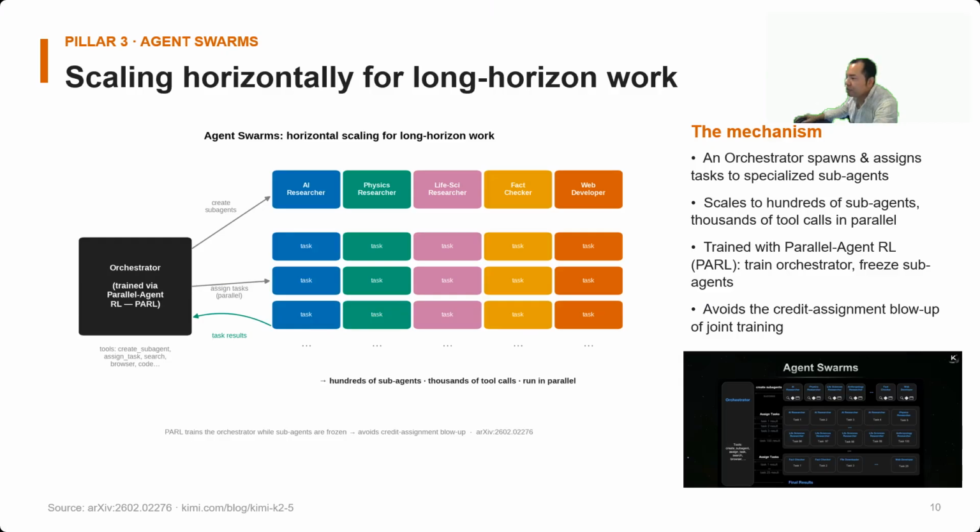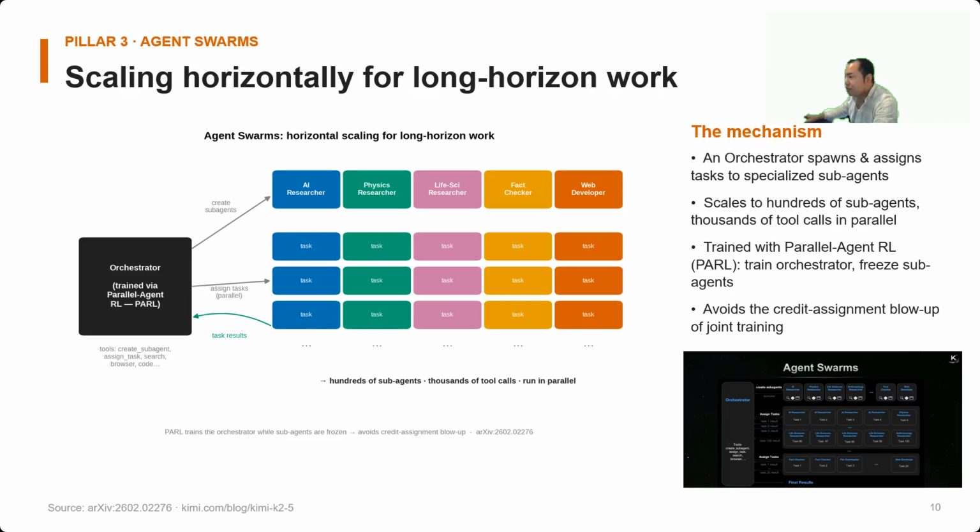So the training insight is that what makes it tractable, training a whole swarm end-to-end, is critical. It's a credit assignment nightmare. When the final answer is good or bad, which of our 1,000 steps deserve the reward? The solution is parallel agent RL, called PARL.